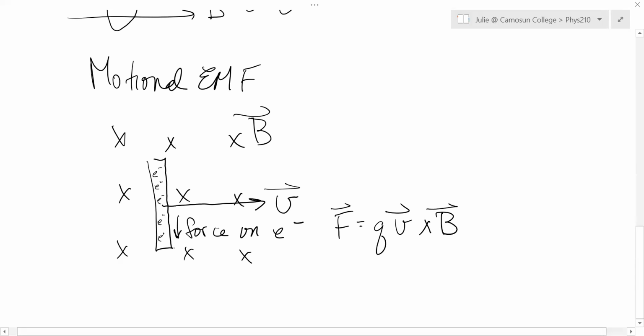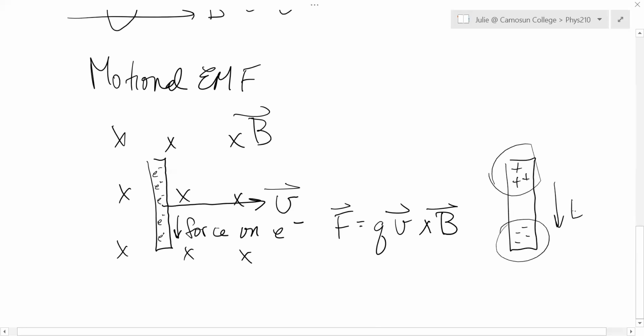So if all the electrons now move down to the bottom of this rod, you're going to leave behind a positive region at the top of the rod. So as this moves through the field, you get an accumulation of negative charge at the bottom, down here, and positive charge at the top. Now this creates an electric field in the rod in this direction. And that electric field is going to do the exact opposite thing that the magnetic field did. It's going to try to pull these electrons back up.